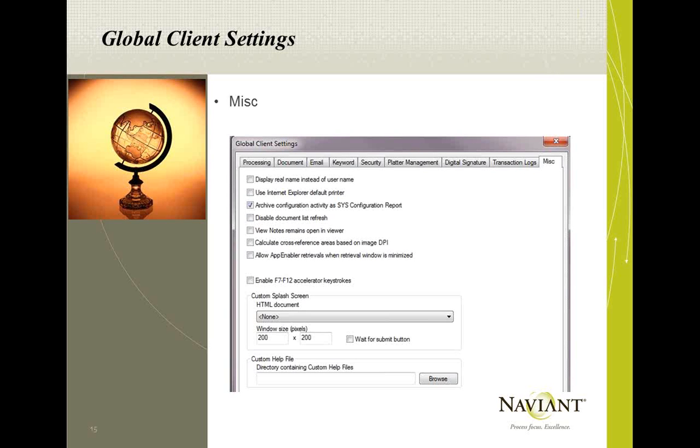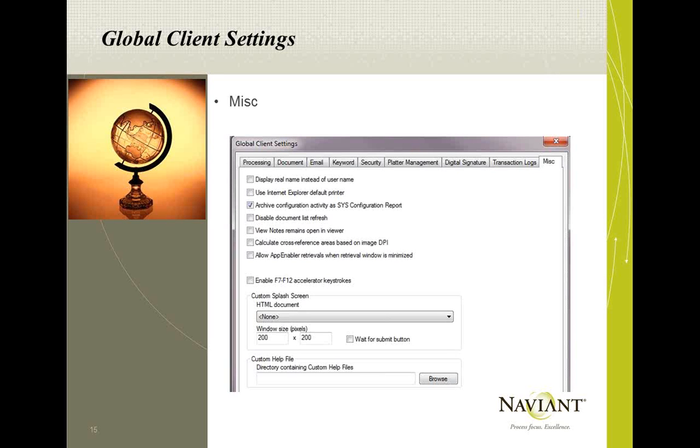And now we're going to jump to the last tab, and the last tab is the miscellaneous tab. The first option on this screen, you'll see, is display real name instead of username. So of course, within every user configuration, you have the username and then you have their real name. So this just obviously switches between those two, assuming that you have the real name filled in.